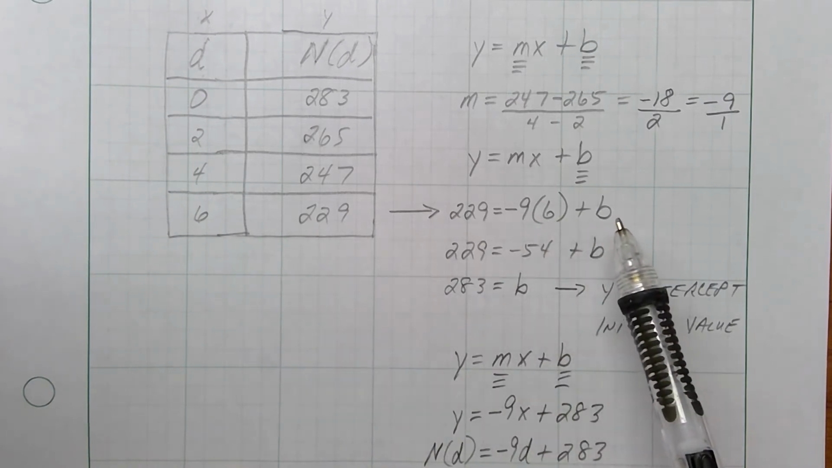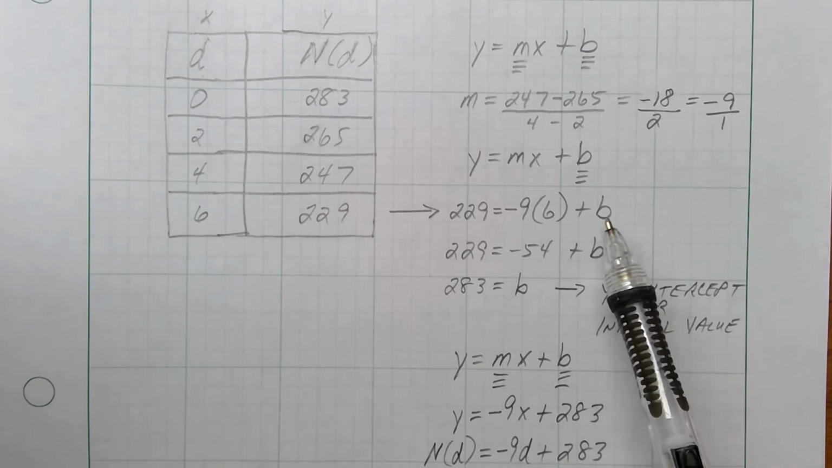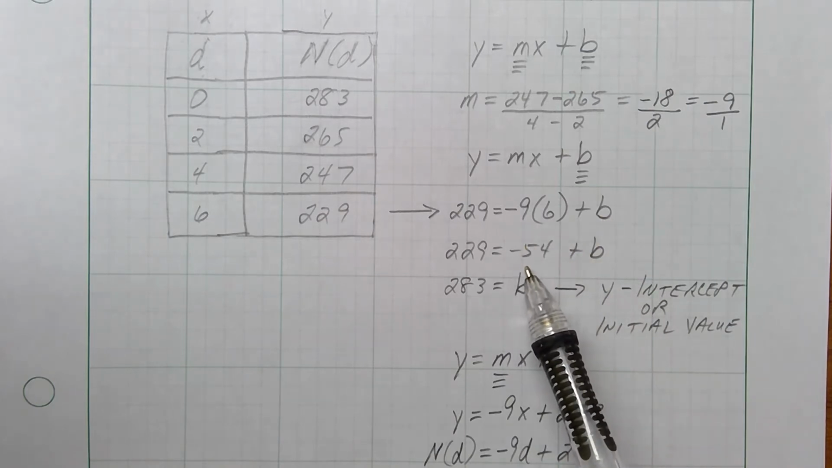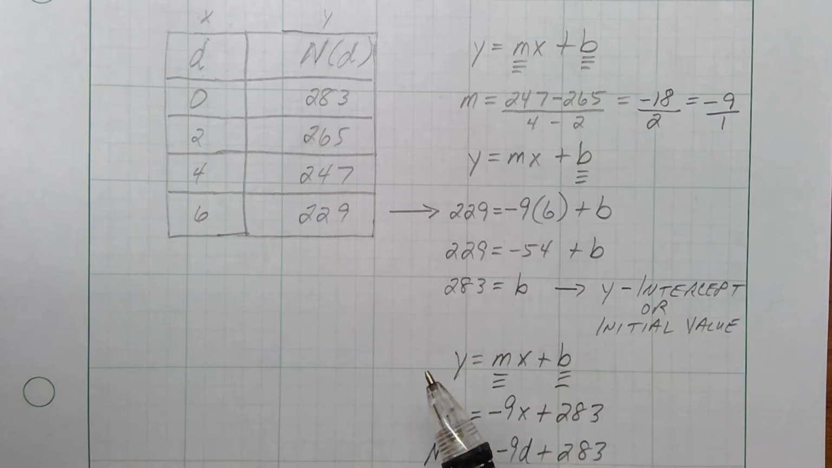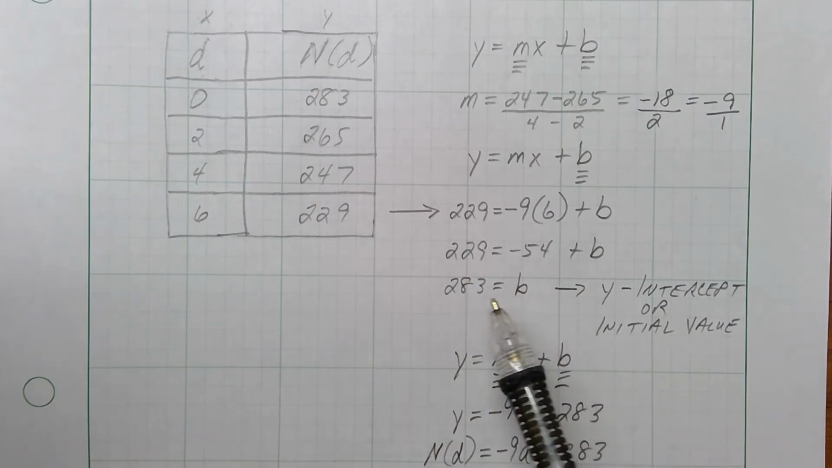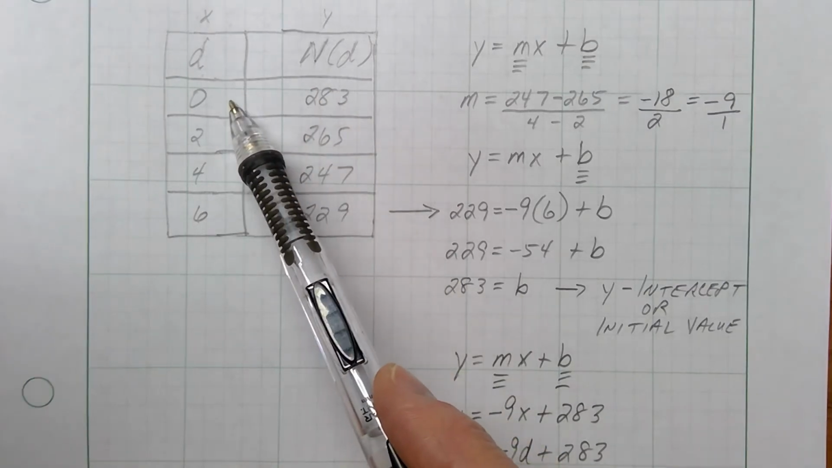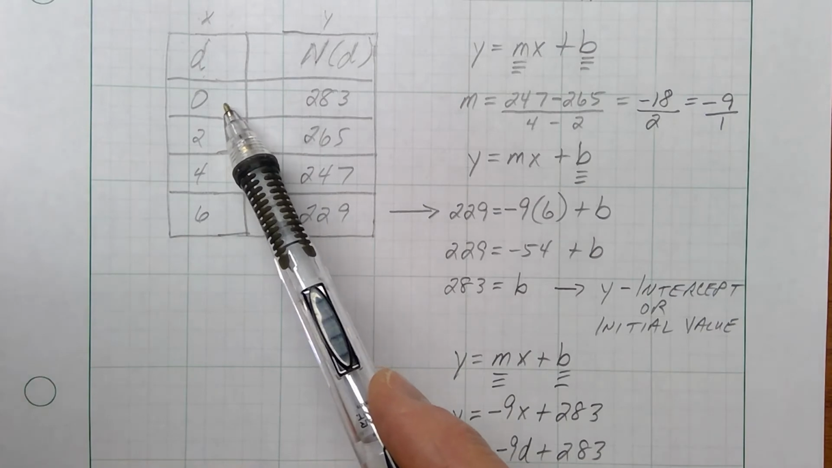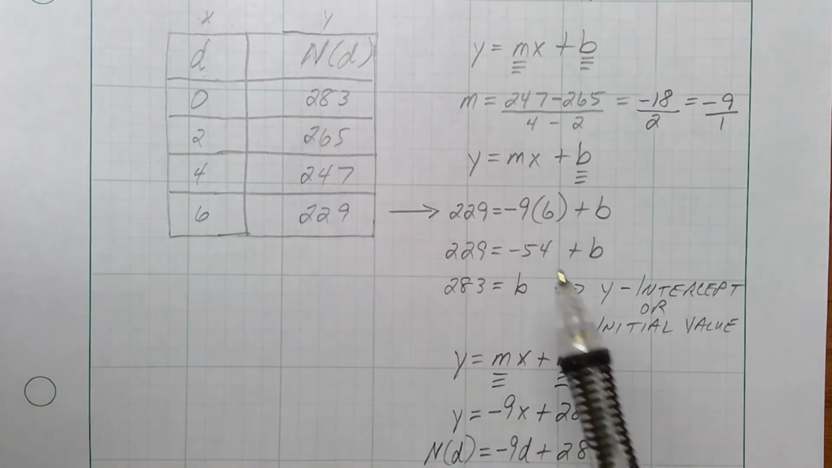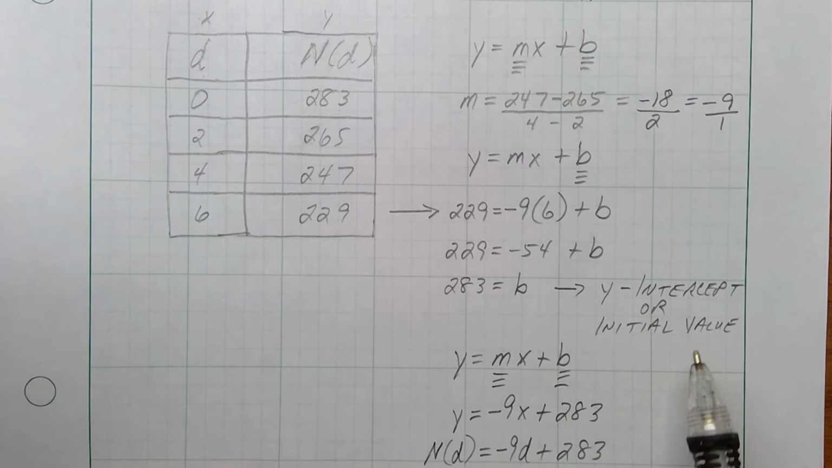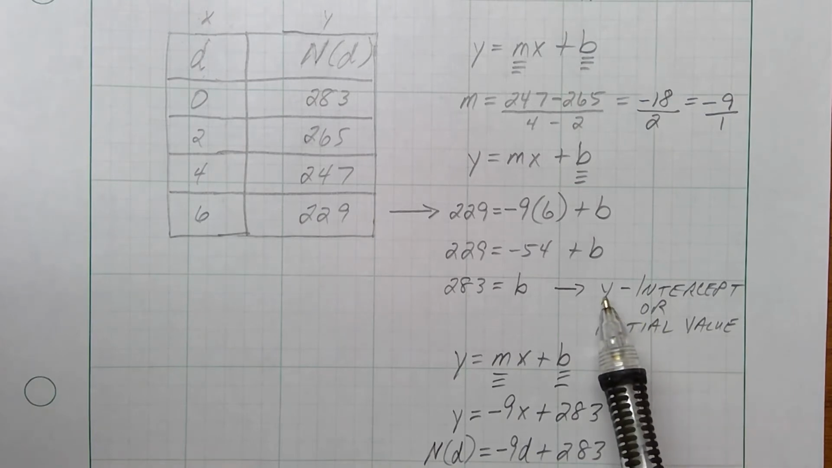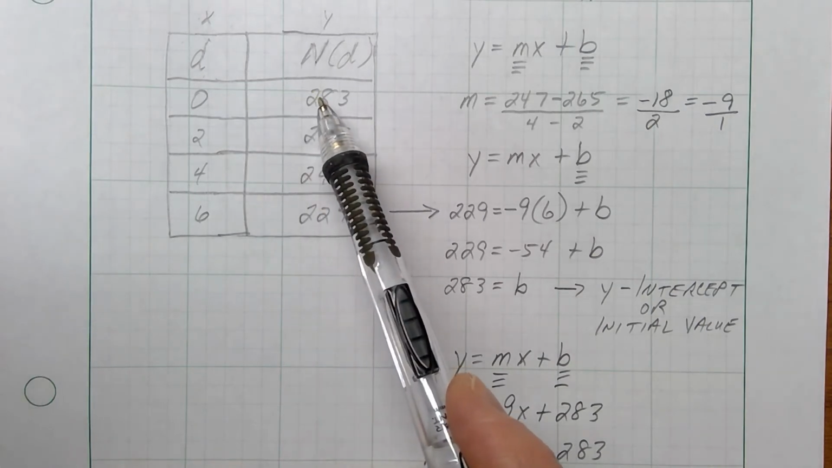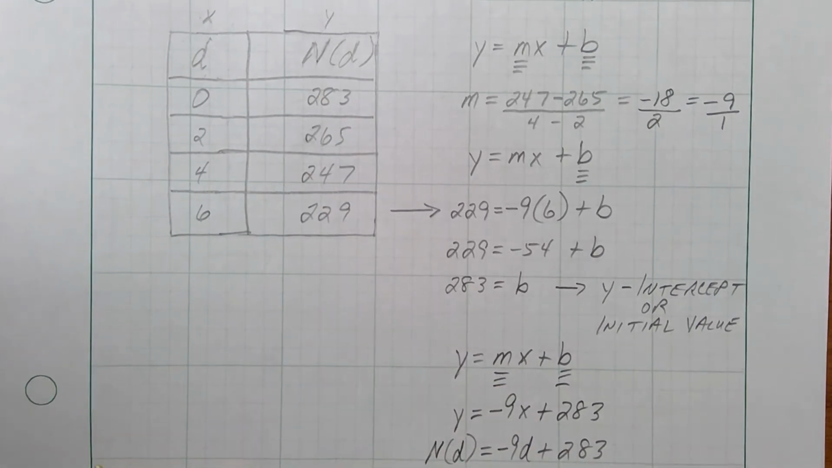All right, plus b. Now we just do a little bit of algebra, and we figure out what b is. All right, multiply these, that's negative 54, and then plus 54 gives us a y-intercept of 283. You can see that in the table, actually. It's not always in the table, but if you have an x value of 0, that y value is going to be your starting point. We call it your initial value, or the value you start with. Back in junior high, you just called it your y-intercept. Anytime x is 0, that's your y-intercept. That's where it's going to cross the y-axis.